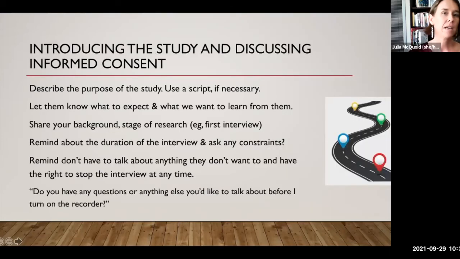All right, so the nuts and bolts: you sit down with the person, you've got your recorder next to you, you've got your interview guide, etc. You're in a good place. How do you frame the interview? How do you get rolling?